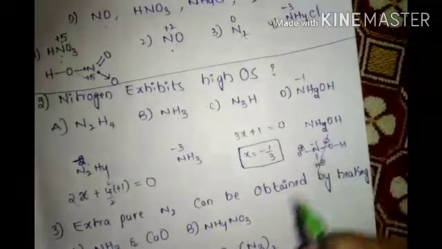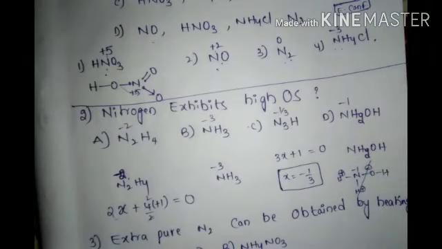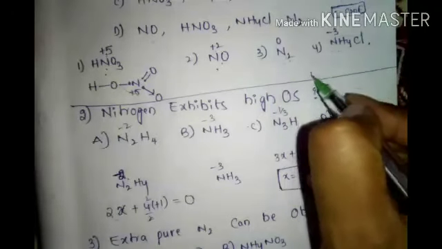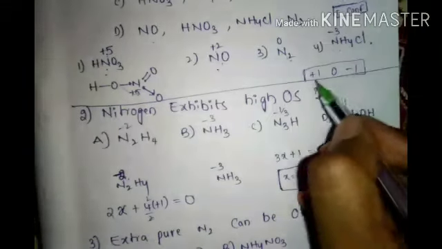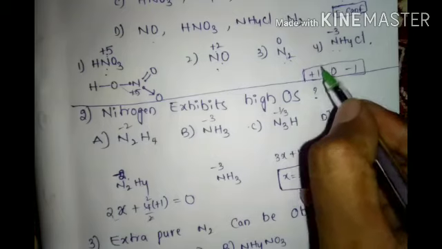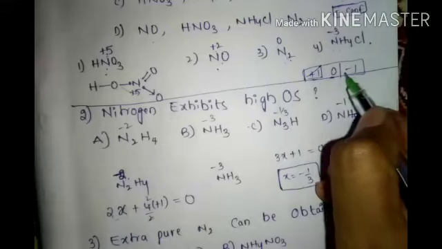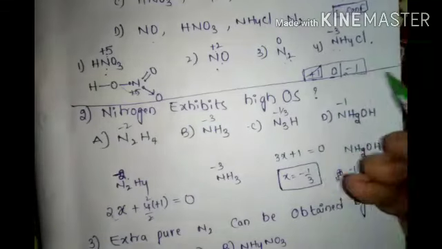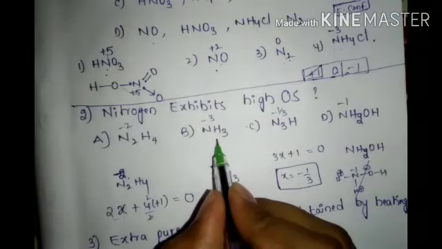So -1 by 3, minus 3, minus 2. Now arrange in which is highest oxidation number. So plus 1, 0, minus 1. In these three, which is highest? This is highest. But positive is not there. So 0 is highest. 0 also not there. Near 0 which is there, that is correct. So in this all, which is very near? This is very least, minus 3.